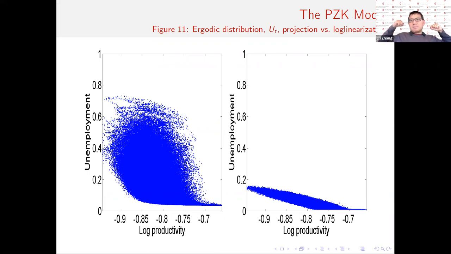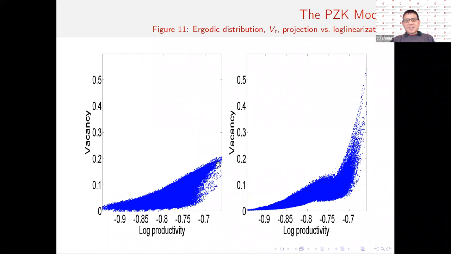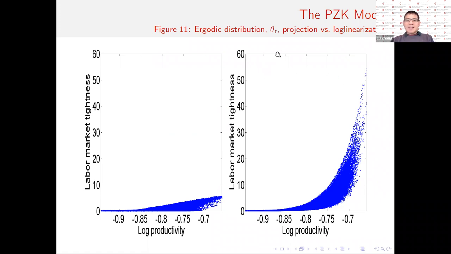because for the Diamond-Mortensen-Pissarides model, oftentimes the welfare theorem wouldn't hold, and then the competitive equilibrium is not Pareto optimal, so there's no value function iteration for you to use. So vacancy, quite a bit different as well, probably not as dramatic as unemployment. And this labor market tightness, again, the nonlinearity in good times, in the Q equation, the marginal cost of hiring, that effect is accurately captured by the projection method, whereas with log linearization, labor market tightness just blows up because unemployment jumps too low with the log linear method.